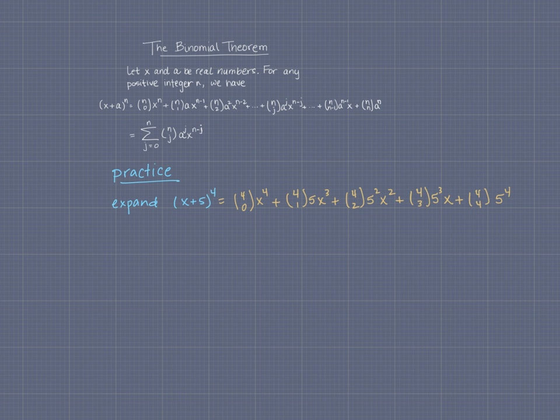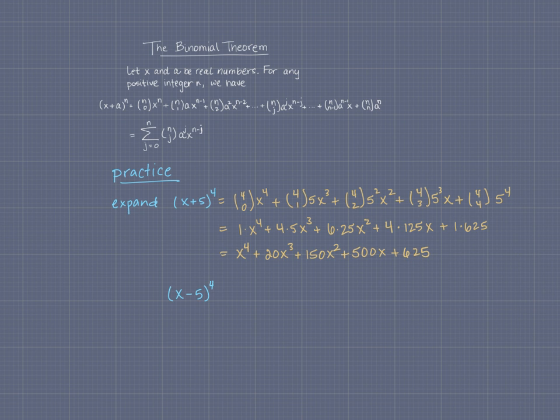From here, we'll go ahead and just simplify each of these terms. Our final answer is x to the 4th plus 20x cubed plus 150x squared plus 500x plus 625.